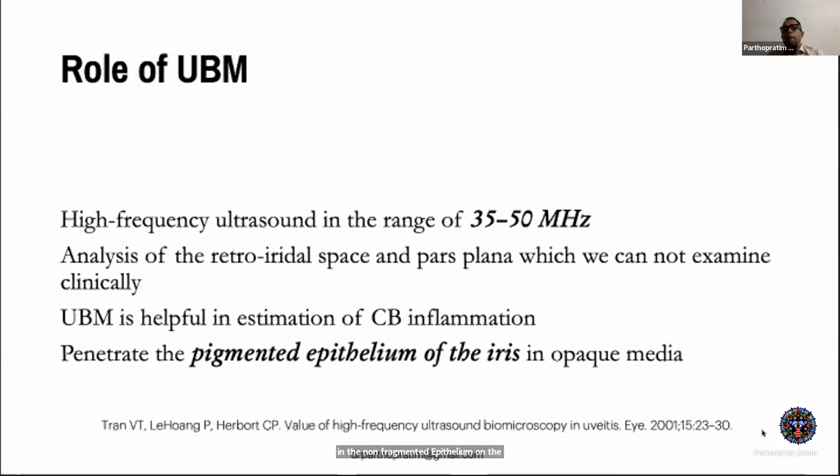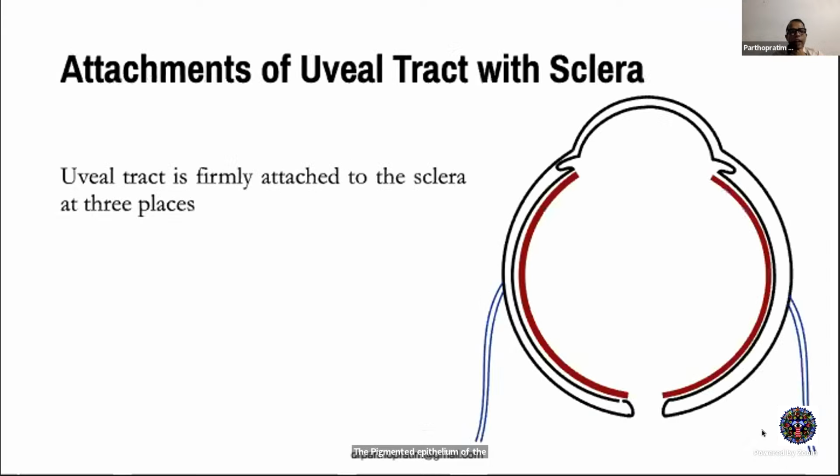Now, ultrasound biomicroscopy, as you know, is a high frequency ultrasound device which uses 35 to 50 megahertz, and that allows analysis of the retroiridal space and the pars plana, which we cannot examine clinically. So this is very important in inflammation of the ciliary body. Though ASOCT has taken over in anterior segment imaging, one interesting nugget you should know is that UBM scores over ASOCT in opaque media because it can penetrate the pigmented epithelium of the iris. So that is a very unique feature of it.